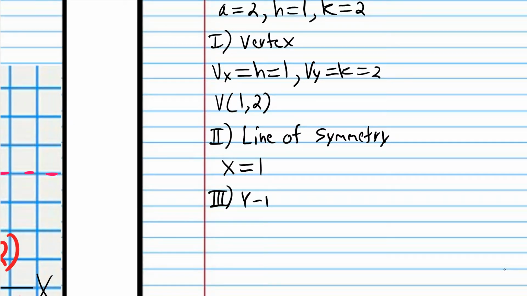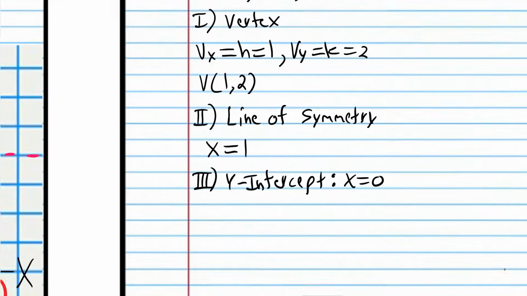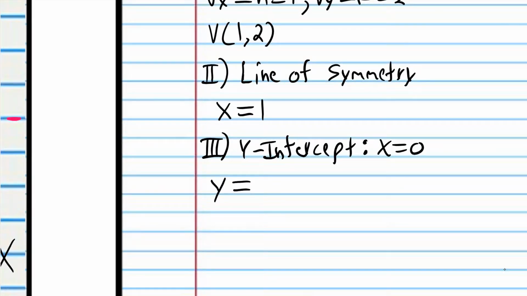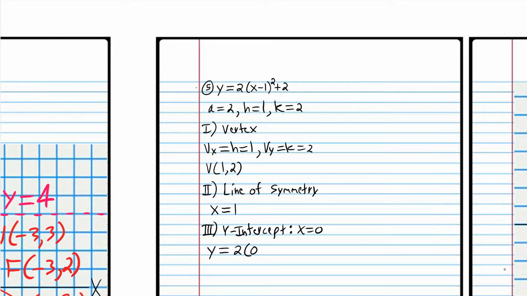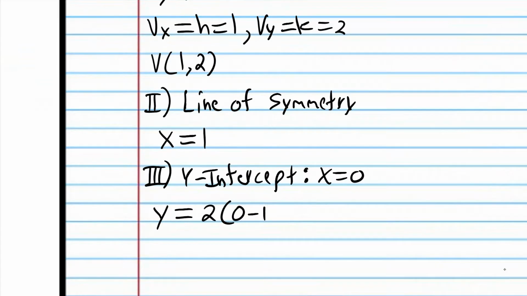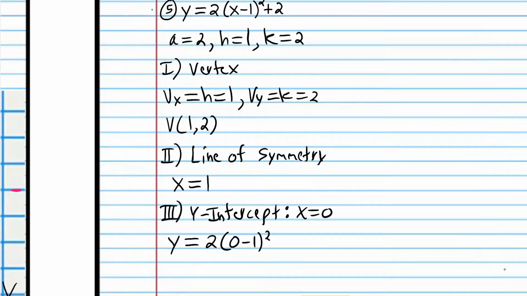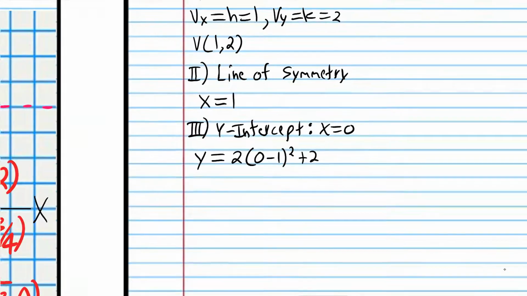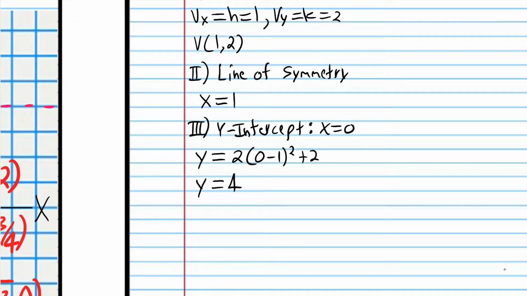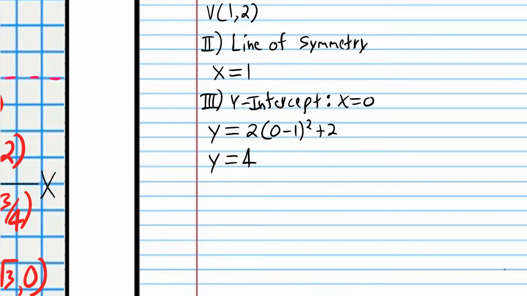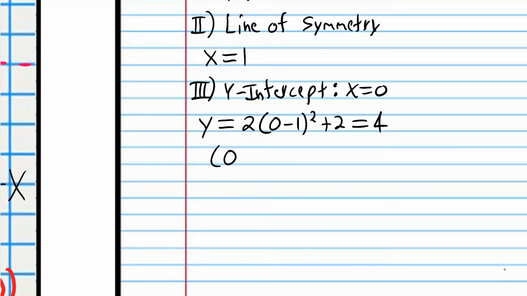And now we're going to find the y-intercept. To do that, we let x equal 0, and this is going to take some math. Let x equal 0 and solve for y. So (0 minus 1) squared times 2 plus 2. Now we just have to solve for y, and we get 4. I'm not going to do a lot of math on that. In fact, I'm just going to write that up there. And so the y-intercept is (0, 4).